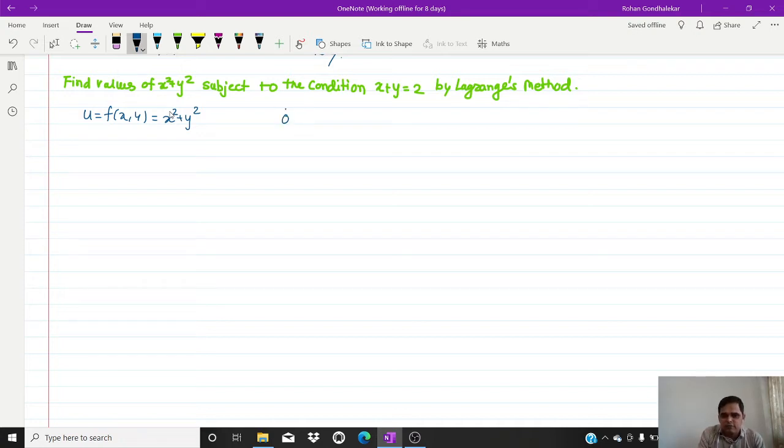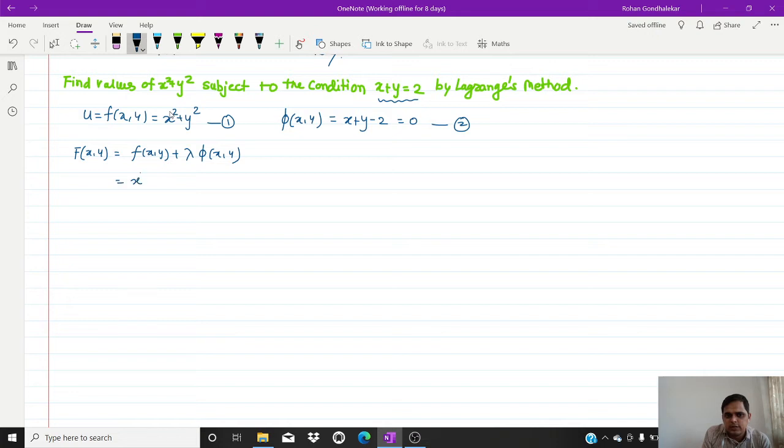Now we can define phi of x comma y. What is phi of x comma y? This is my condition given in the problem. So x plus y, take the right hand side to the left. So we get x plus y minus 2 is equal to 0. So this is my equation number 1 and this is my equation number 2. Now we are going to define the Lagrange's function F of x comma y given as f of x comma y plus lambda into phi of x comma y. So which gives me x square plus y square plus lambda times x plus y minus 2.